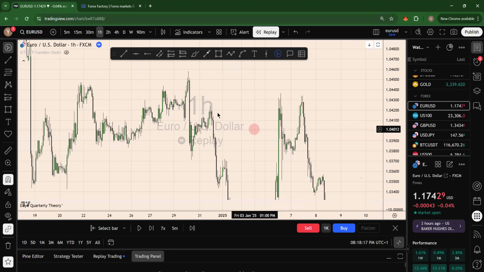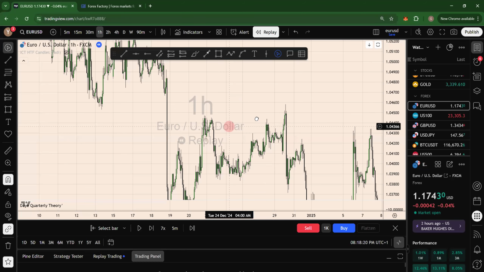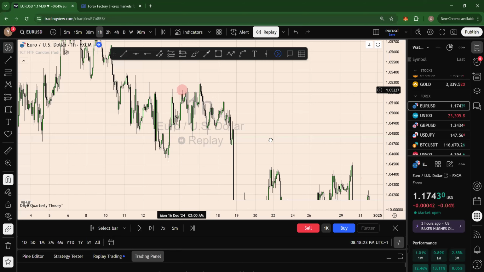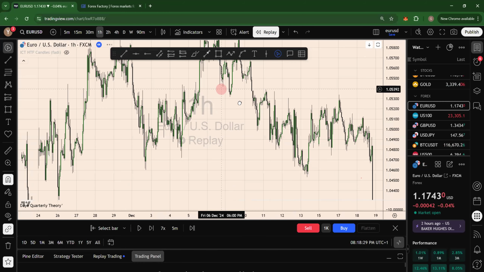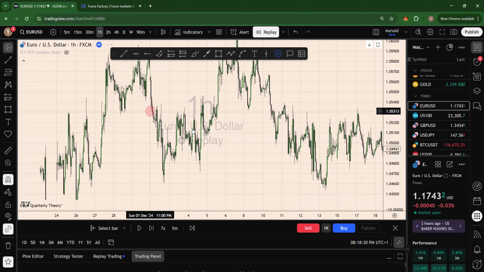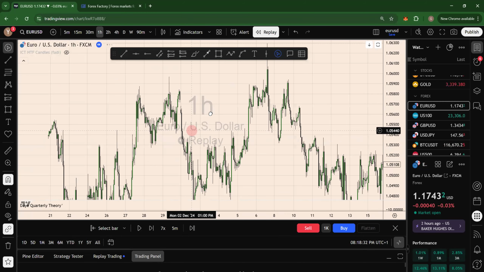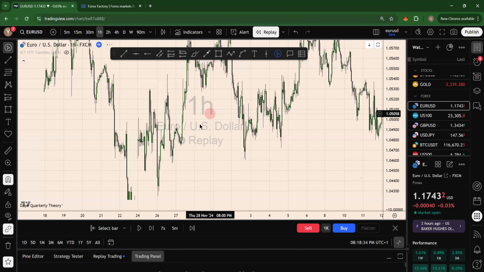But when it's coming again, it's likely because it did not fully mitigate something on the lower time frame. You get it. If it's coming again, it's simply because it did not fully mitigate something on the lower time frame. So take note of that.